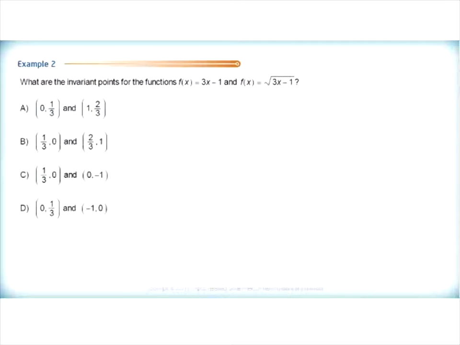In another example, we are asked, what are the invariant points for the function f of x equals 3x minus 1 and f of x equals the square root of 3x minus 1? The key words here are invariant points. Note that the invariant points will occur when f of x is equal to 0 and when f of x is equal to 1. Therefore, we have 3x minus 1 is equal to 0, where 3x is equal to 1, and x is equal to 1/3. So one invariant point will occur at (1/3, 0).